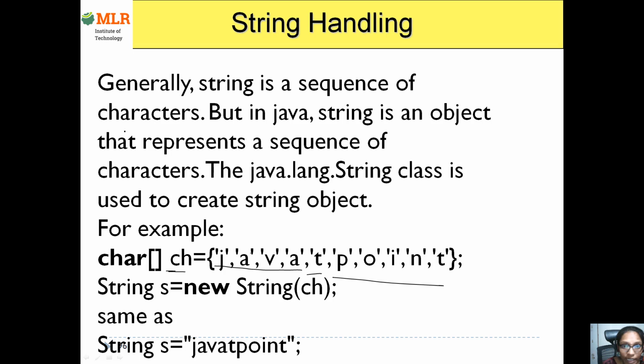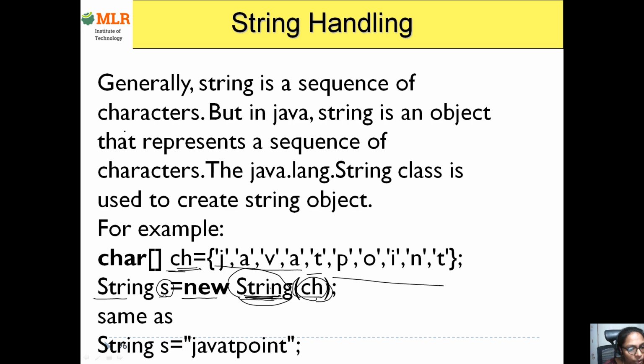Now I want to make it a string. For that purpose, I'm creating an object of String S by using new, allocating memory. This is the constructor call to the String class, a predefined class. For this constructor we are passing an array of characters. Now what will this constructor do? This constructor will frame a string using this array of characters, and that string will be assigned to S. That process will be done by the String constructor.